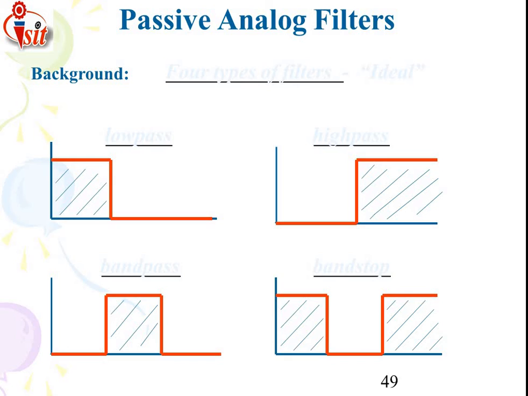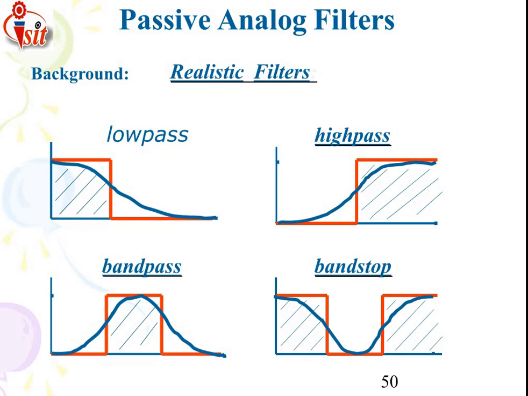Then the third one is the band pass filter, which passes the selected band and rejects the rest of the bands. The fourth type of filter is the band stop filter, which stops the selected band, and the rest of the signal is transmitted by that filter. Along with this, realistic filters are also present in this system.